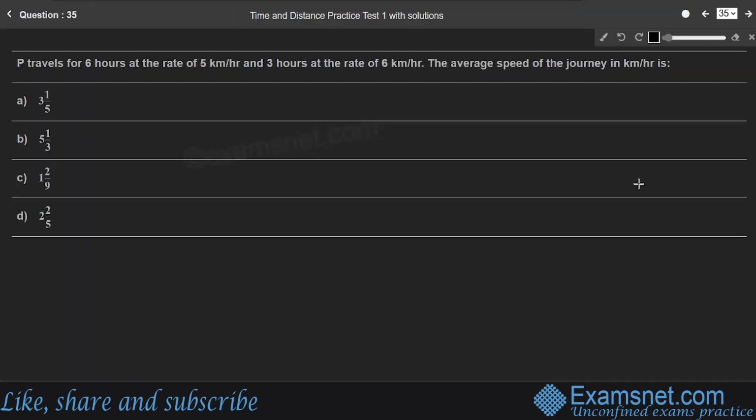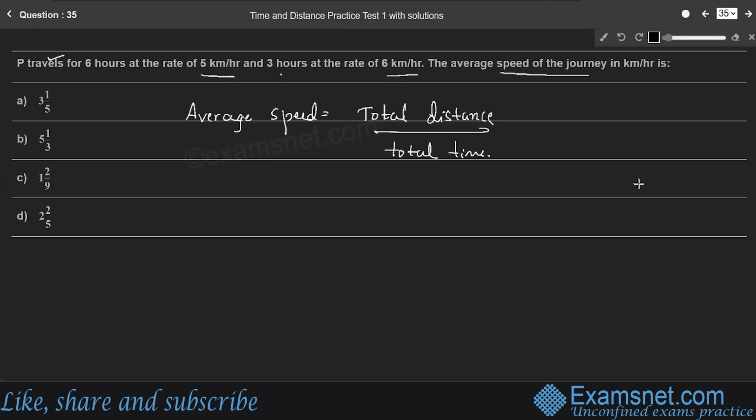Question 35. P travels for 6 hours at the rate of 5 km per hour and 3 hours at the rate of 6 km per hour. The average speed of the journey in kilometer per hour is. Here we know the formula for average speed. Average speed is equal to total distance traveled by total time taken.